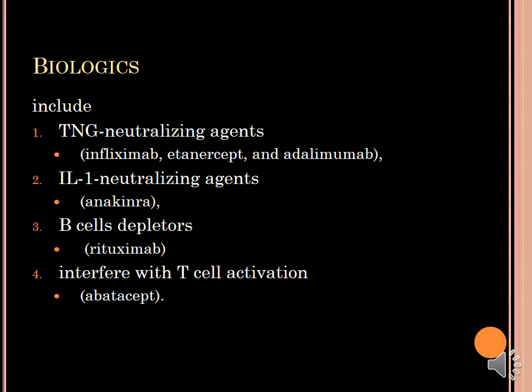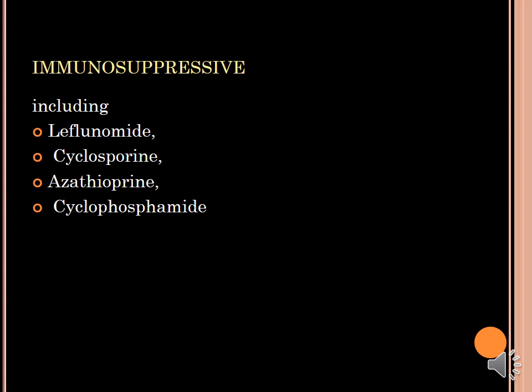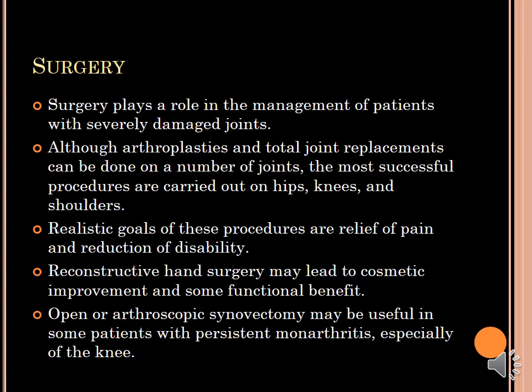Biologics include TNF neutralizing agents, IL-1 neutralizing agents such as anakinra, B-cell depleters, where rituximab is very important, and abatacept, which interferes with T cell activation. Immunosuppressives include leflunomide, cyclosporin, azathioprine, and cyclophosphamide.